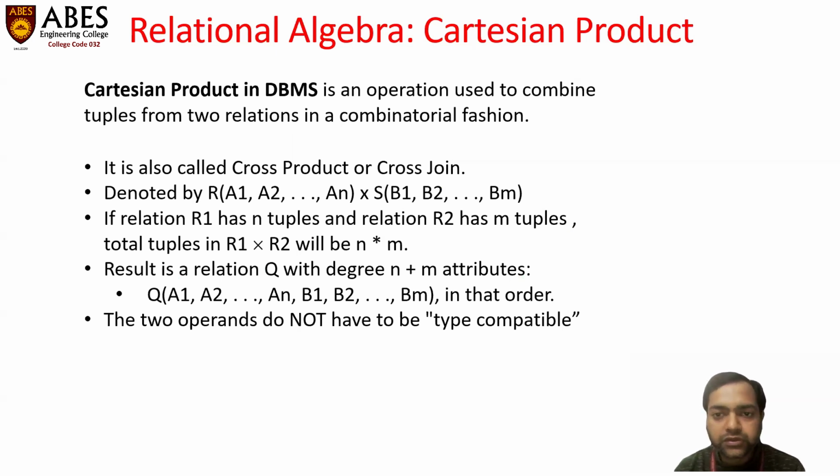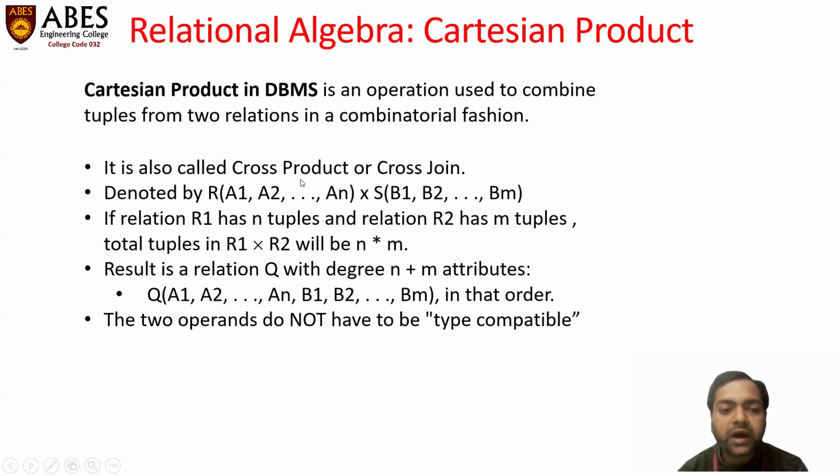Till now we have used the select operation, project operation, and rename operation, where only a single relation can be used. When we discussed the set operators, we used two different relations and applied set operators onto them. Now in Cartesian product, again we can have multiple relations, and we can apply the Cartesian product onto them. It is also called cross product or cross join, and it is denoted by this cross operator.